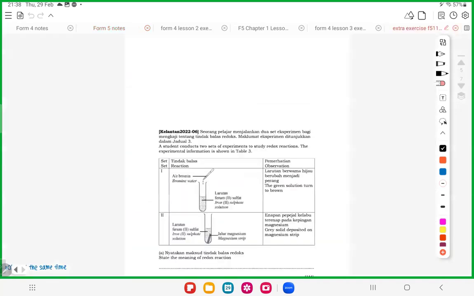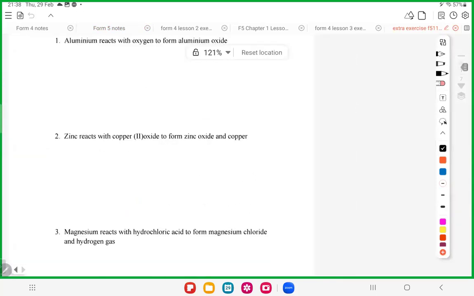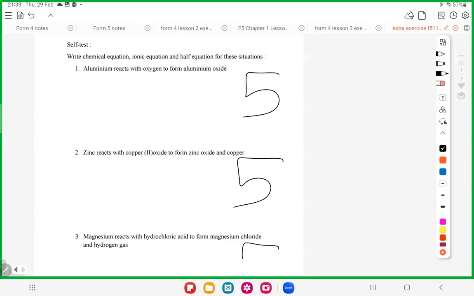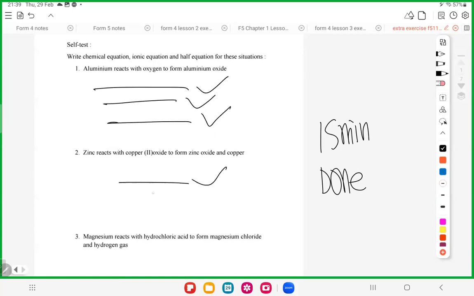Okay? So this is what you need to do. There are total 3 questions here. You need to write their chemical equation, you need to write their ionic equation, and you need to write the half equation. I assume every question you spend 5 minutes. So I'll give you about 15 minutes from now to do it. But if let's say you finish earlier, you can type the word done in the chat box for me. Take your time. So all these questions should have 3 answers. Chemical, ionic, half.